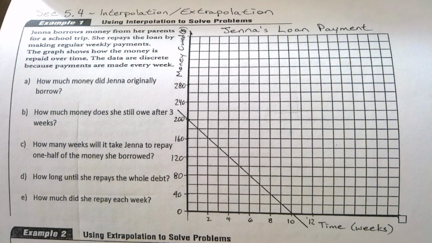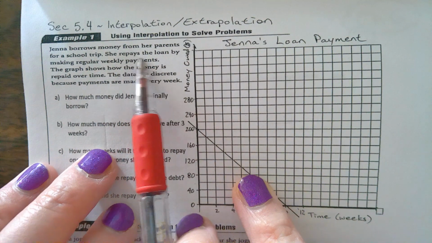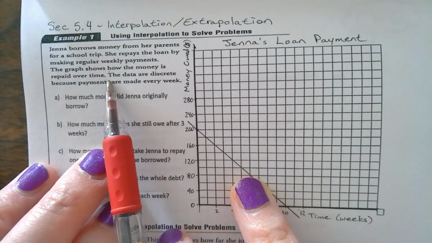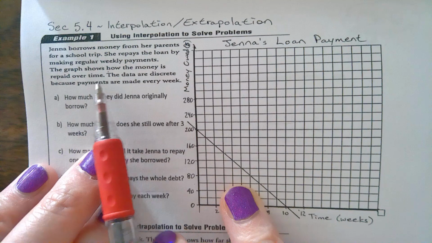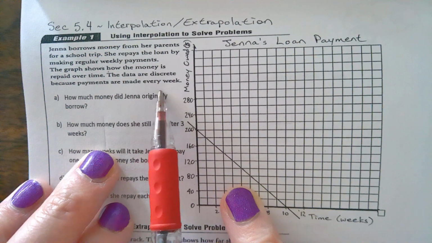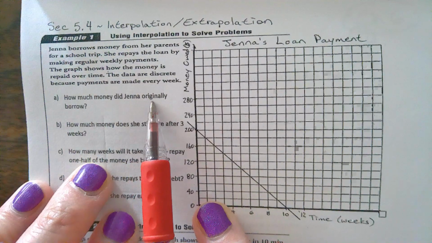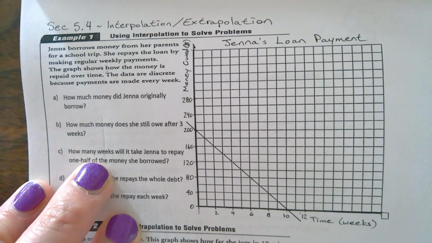Jenna borrows money from her parents for a school trip. She repays the loan by making regular repayments. The graph shows how the money is repaid over time. The data are discrete because payments are made every week. Okay, A: how much money did Jenna originally borrow from her parents?